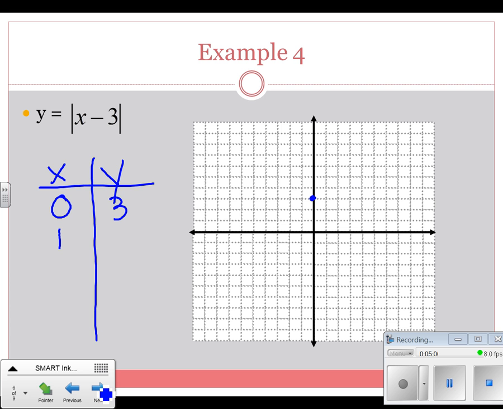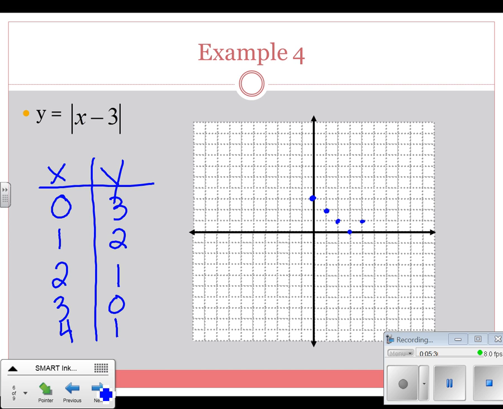1 minus 3 gives me negative 2. Absolute value of negative 2 is 2. So 1, 2, plot that point. Put in 2. 2 minus 3 is negative 1. Absolute value of negative 1 is 1. Put in 3. 3 minus 3 is 0. Absolute value of 0 is 0. So we're thinking, where is that V? Now let's put in 4. 4 minus 3 is 1. Absolute value of 1 is 1. So 4, 1. Now we're starting to maybe see what this V is going to look like.